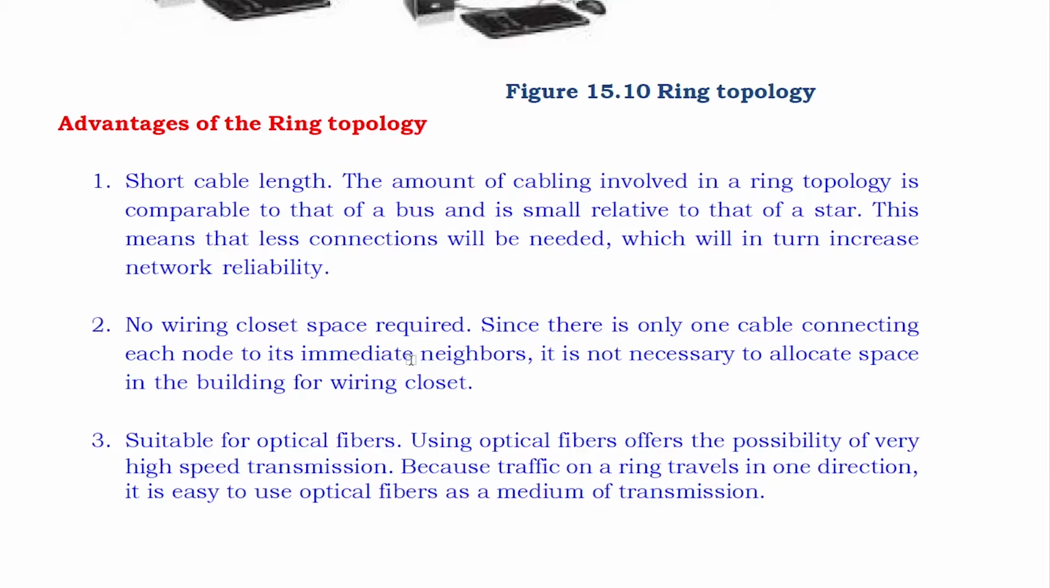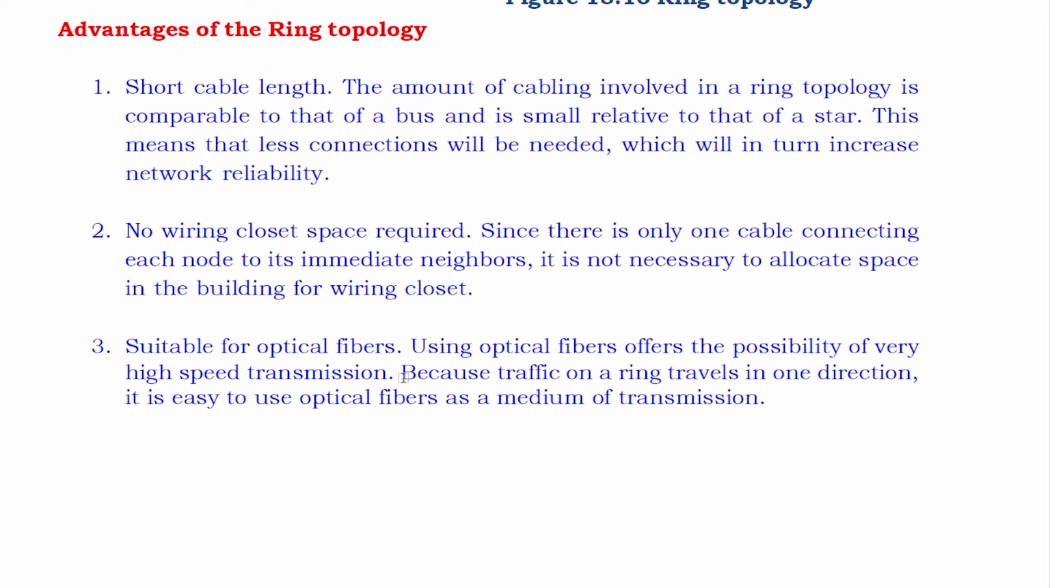Here, only one wire is going through and each signal flows in the form of a ring, one after the other, neighbor to neighbor. Therefore spacing is not necessary because it goes in one direction. This does not have an impact because there are no adjacent computers; two computers are not in parallel, it's like a series. So the spacing is not an issue. So that's an advantage: no wiring closet space is required, compared to linear bus topology.